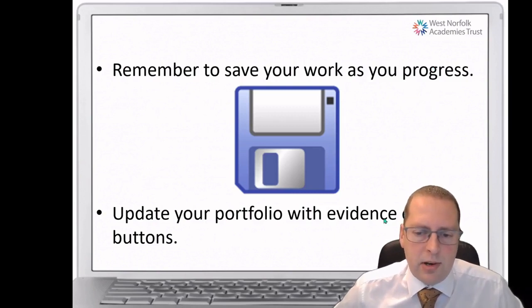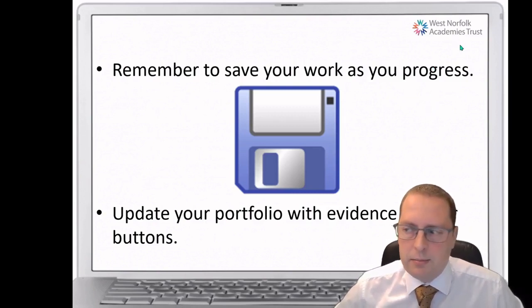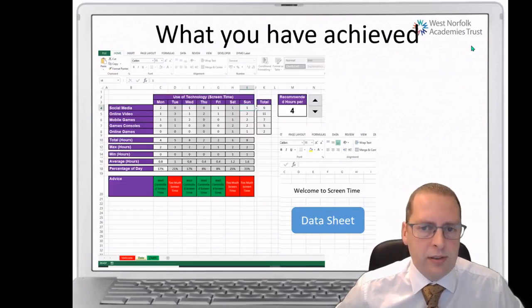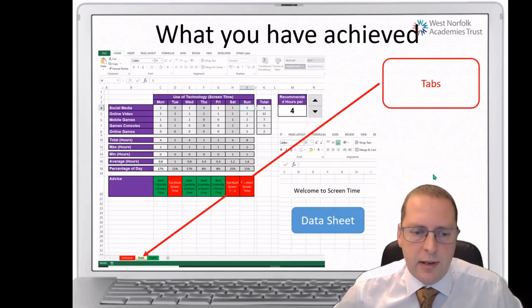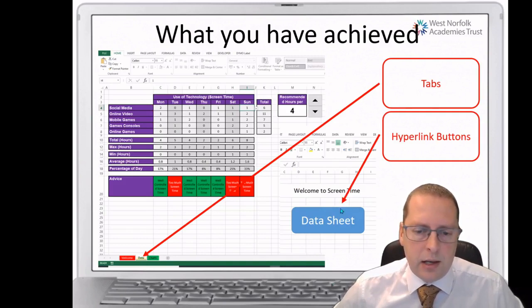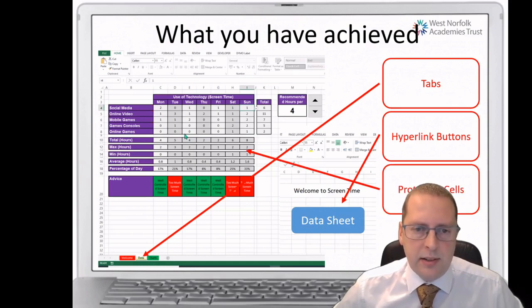Remember that you're going to need to add your evidence to your ePortfolio and submit that to your teacher. If you've done this in Microsoft Excel, you need to save your work as you've progressed. So thinking about what we've achieved, we've now created the tabs at the bottom. We've created a hyperlink, either text or a button, depending on what software you've done it in. And we've protected cells, especially if you've done it in Microsoft Excel. So you need to remember to submit your work to your teacher, put your spreadsheet into your ePortfolio and explain it, and then make sure your teacher has your work so they can give you feedback.